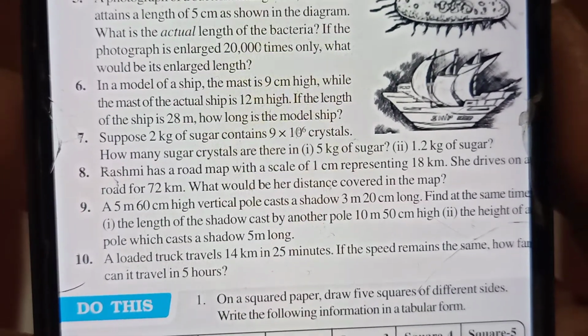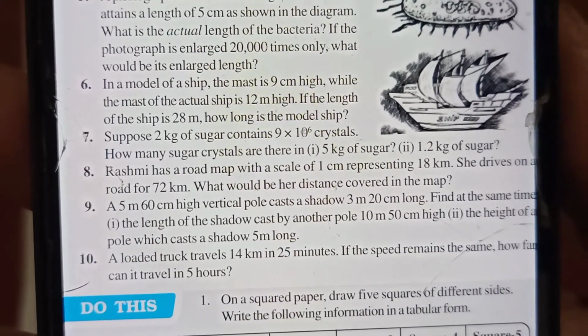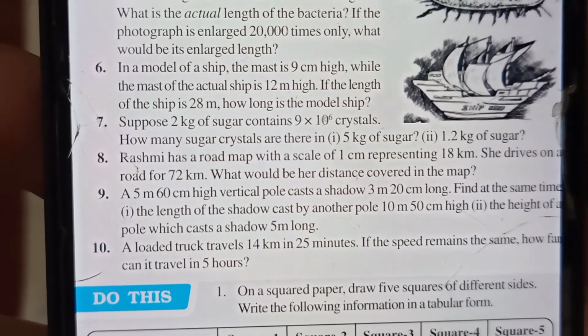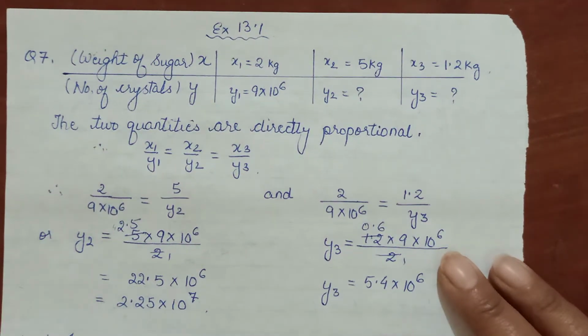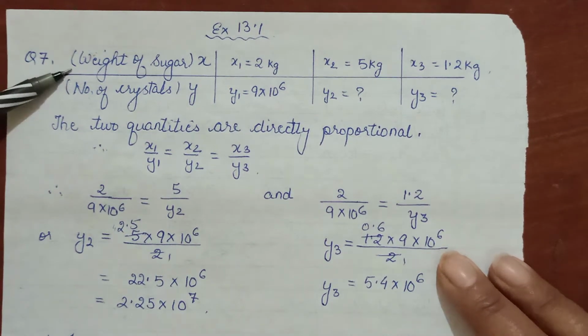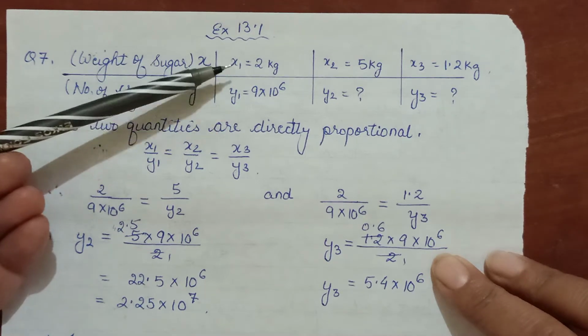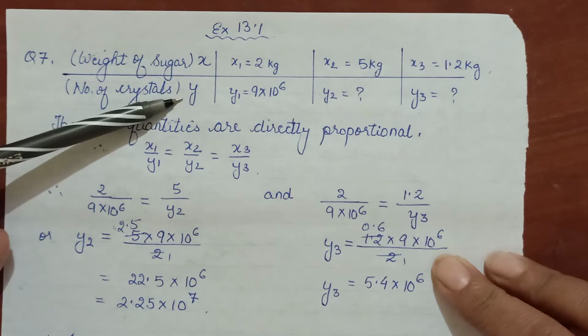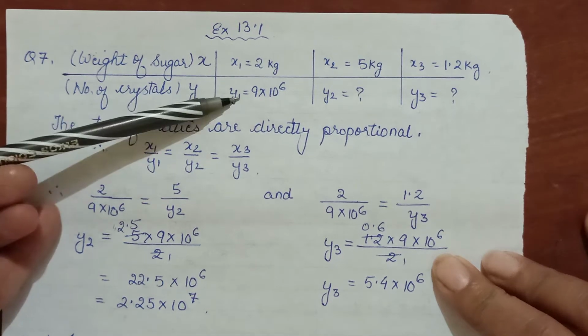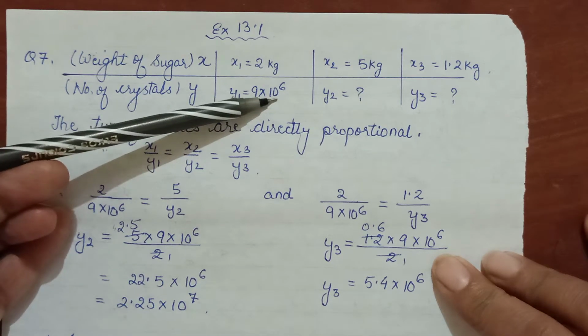So what are the two things we are talking about here, children? One is the weight of the sugar and the number of crystals it contains. So these are the two quantities that we will be considering. I have put that in tabular form here. These are the two things given to us. Weight of the sugar was 2 kg, then the number of crystals, the other quantity, was given to you as 9 into 10 to the power of 6.